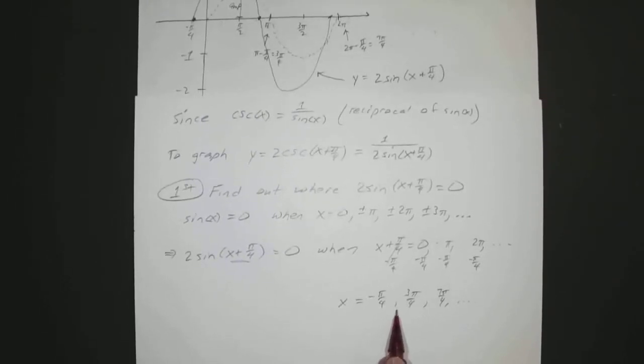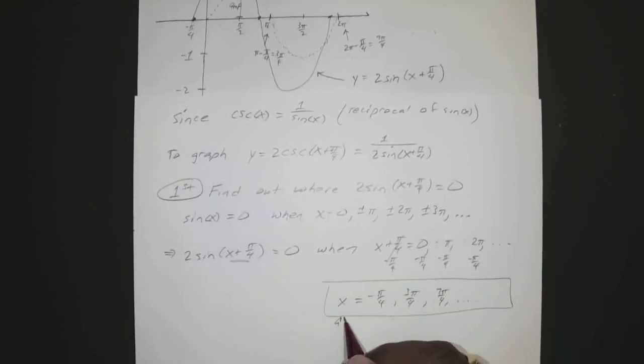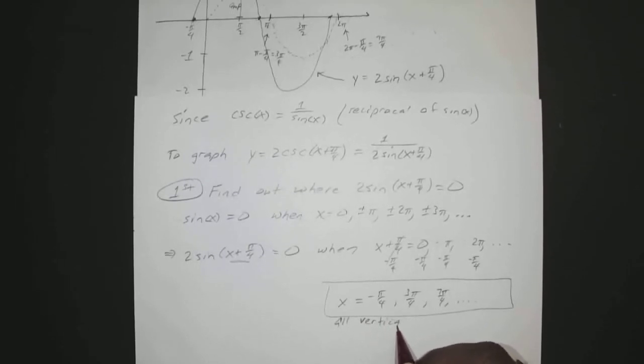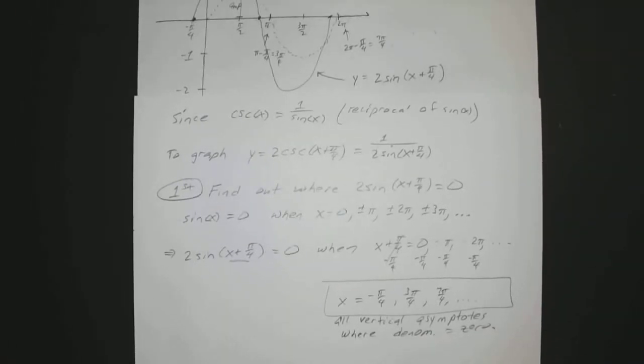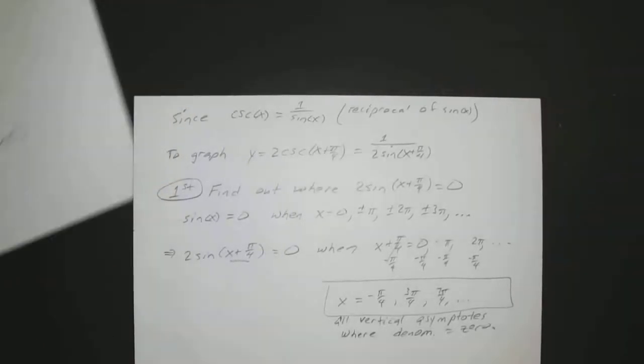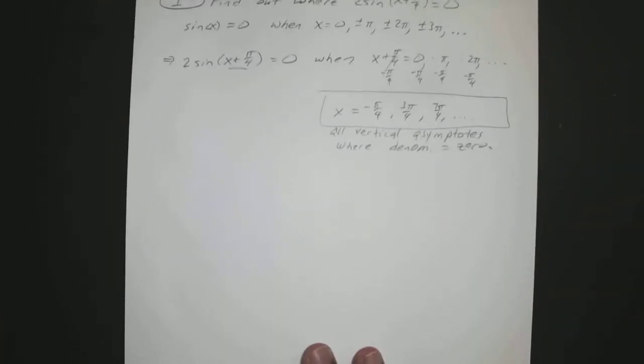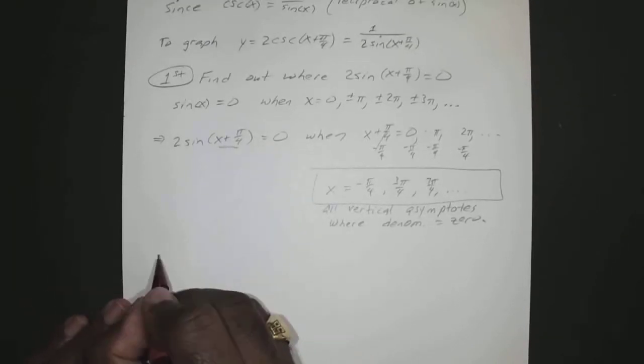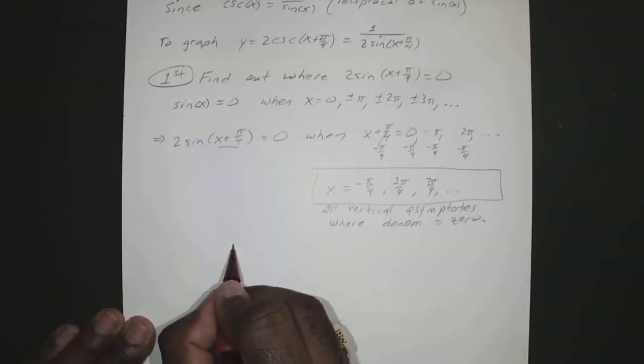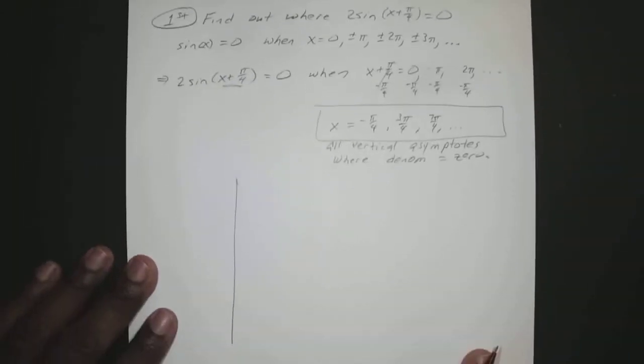All right. So these are all the places where your denominator would equal 0. All vertical asymptotes where the denominator equals 0. Okay, so I'm going to go ahead and redraw this one, just so we don't have to worry about it. Let me bring that up a little bit.